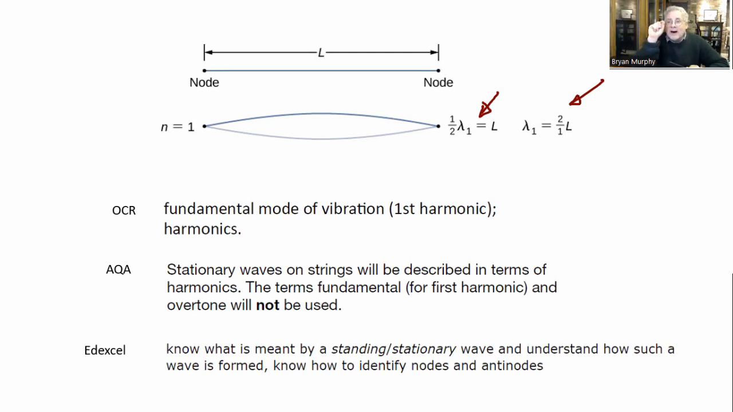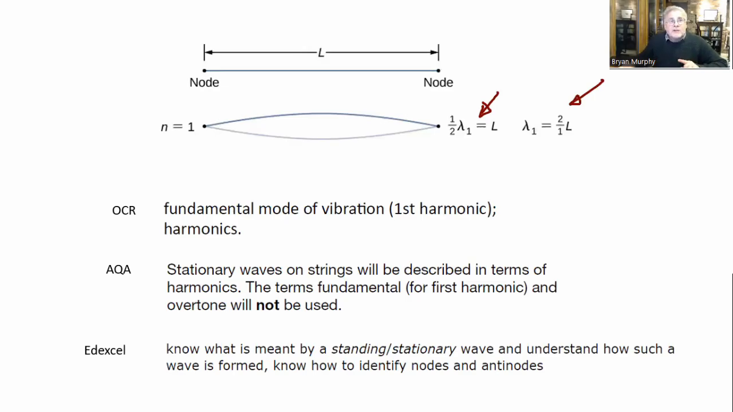So AQA use something completely different. They're going to talk about harmonics. So that OCR is the fundamental or the first harmonic. AQA, that is the first harmonic. They're not going to call it fundamental. Okay? And then Edexcel couldn't care less what they call it. Okay, they'll just draw a diagram or something like that. But those two, OCR and AQA, are a little bit strange. But you've got to know which one you're doing. And obviously, when you do questions on these, you will know exactly what you are talking about. But keep your eye on that.